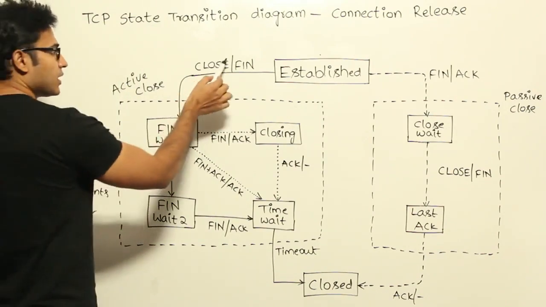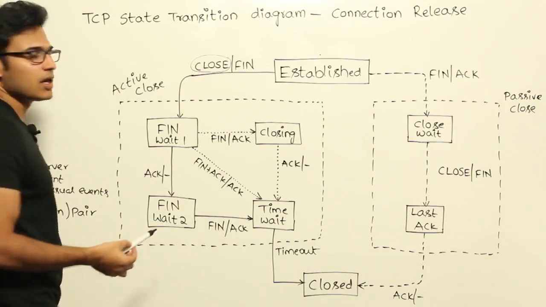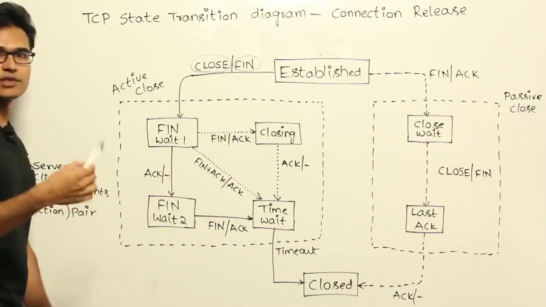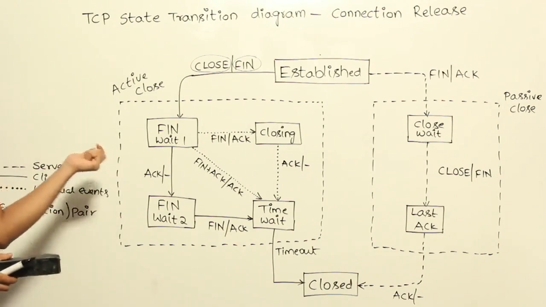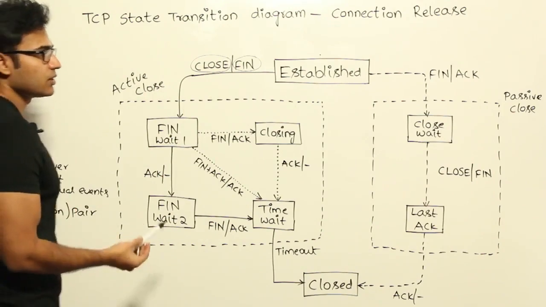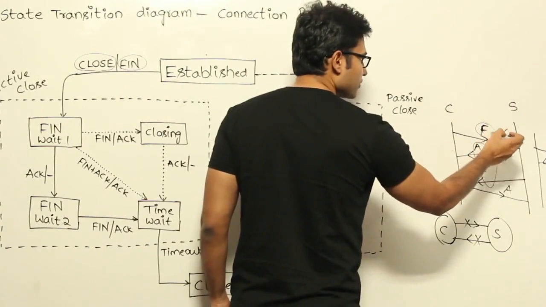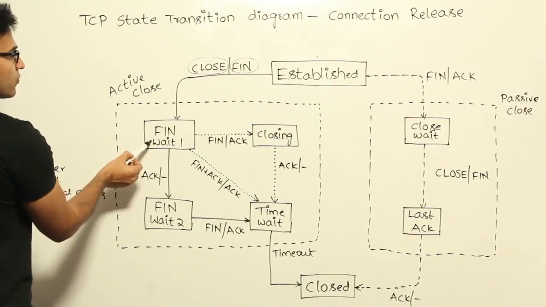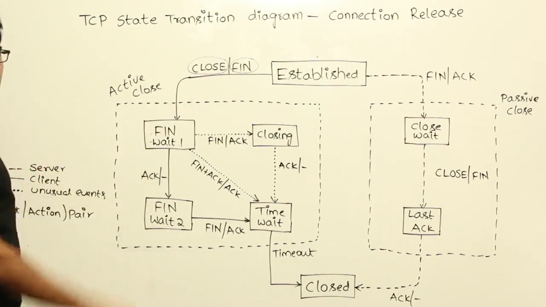So whenever the client wants to close, it is going to call the close system call, as a result of which a FIN packet will be sent, right, which means a segment with the control flag FIN set is going to be sent. Okay, so after sending the FIN, it is going to go to the FIN wait 1 state. So what is it waiting for? It is waiting for the acknowledgement from the server side, right?